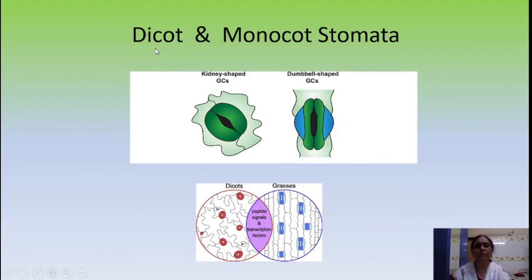There are two types of stomata, monocot stomata and dicot stomata. Dicot stomata are kidney shaped or bean shaped, whereas monocot stomata are dumbbell shaped. In monocots, triangular subsidiary cells are the peculiar feature.